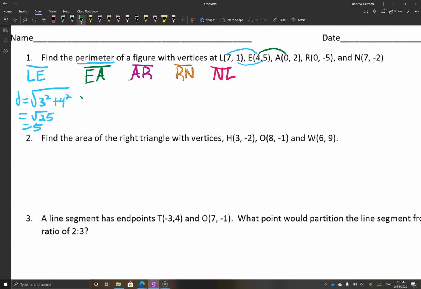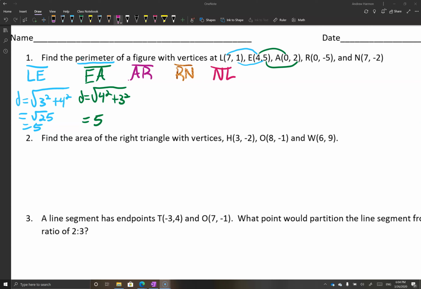4 to 0, that's a distance of 4. So we get 4 squared. 5 to 2, that's a distance of 3. Notice I'm not worrying about positive or negative, because when I square it, that positive or negative is going to go away. So again, that's 4 squared and 3 squared, so again, that is a distance of 5.